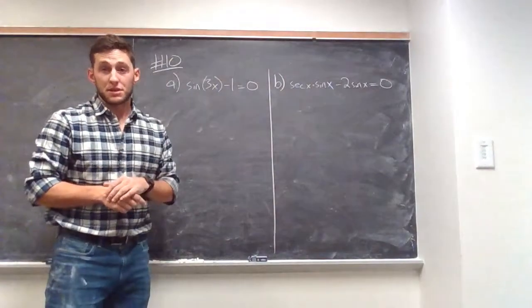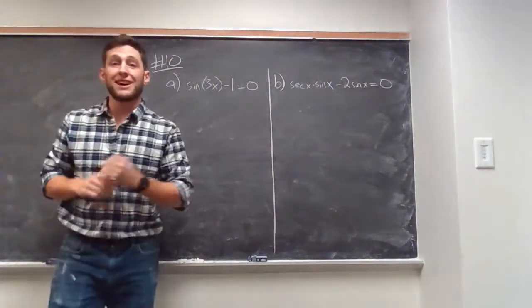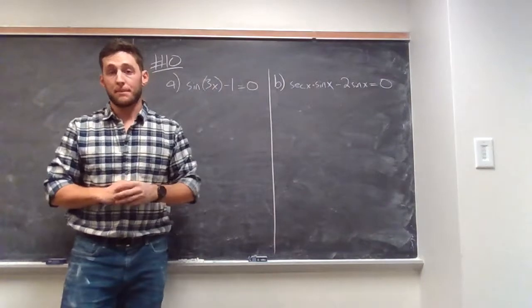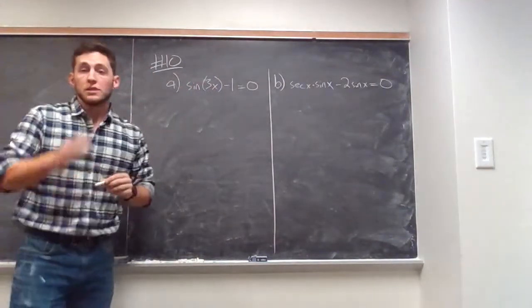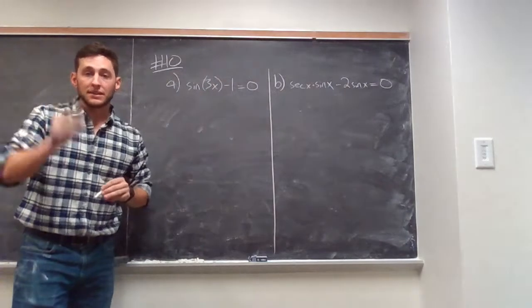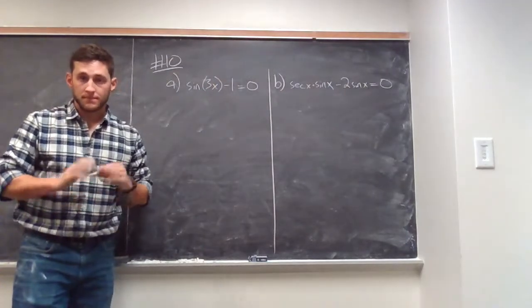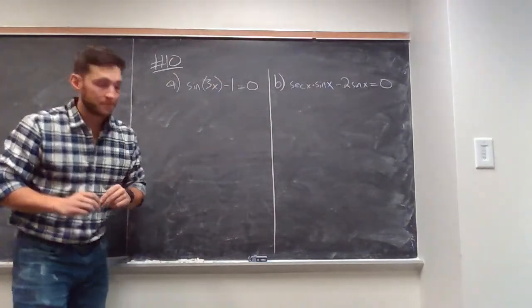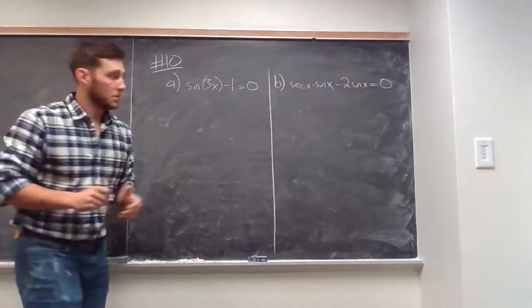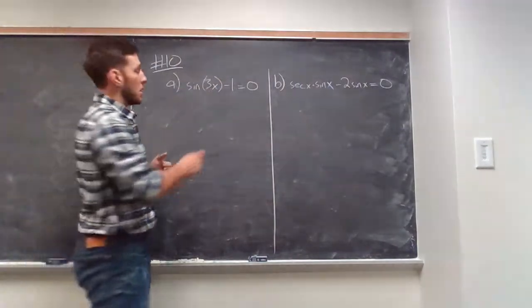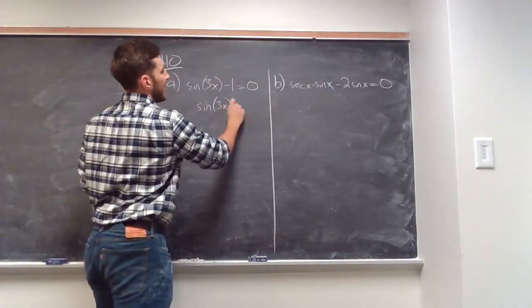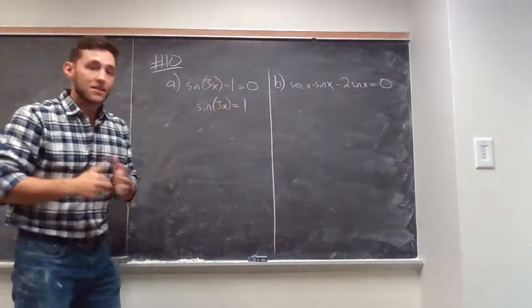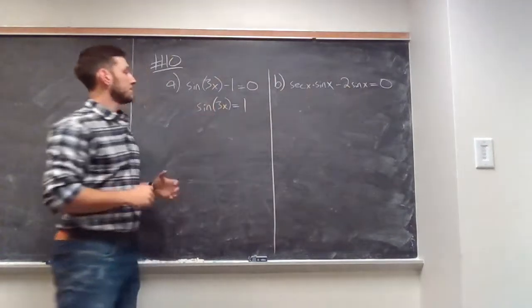All right, this is number 10. I have part A and B on the board, and now I'll get part C and D once we get these done. Part A, sine of 3x minus 1 equals 0. Do not use a trig identity unless you need to. Just going to let that sit for a bit. In this case, I do not need to. First off, add the 1 over. Get the trig function by itself if you can. Sine of 3x equals 1.